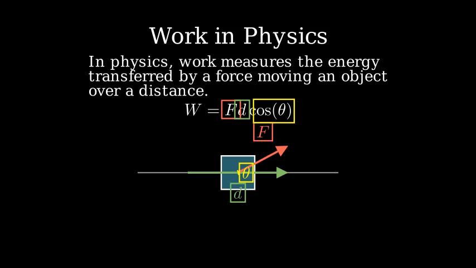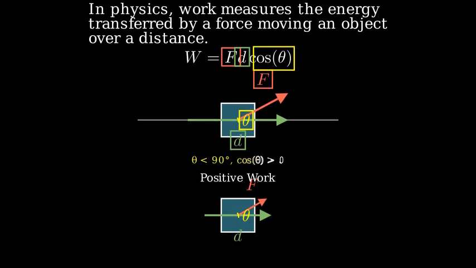It's only the component of the force that acts in the direction of the displacement that does work. The value of work can be positive, negative, or zero, depending entirely on the angle theta. If the force has a component in the same direction as the displacement, meaning theta is less than 90 degrees, the work done is positive. This means the force is adding energy to the object, often increasing its speed.